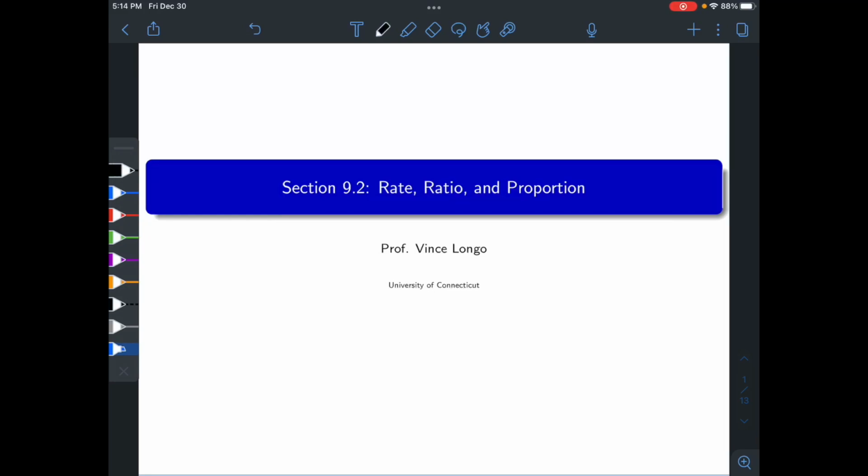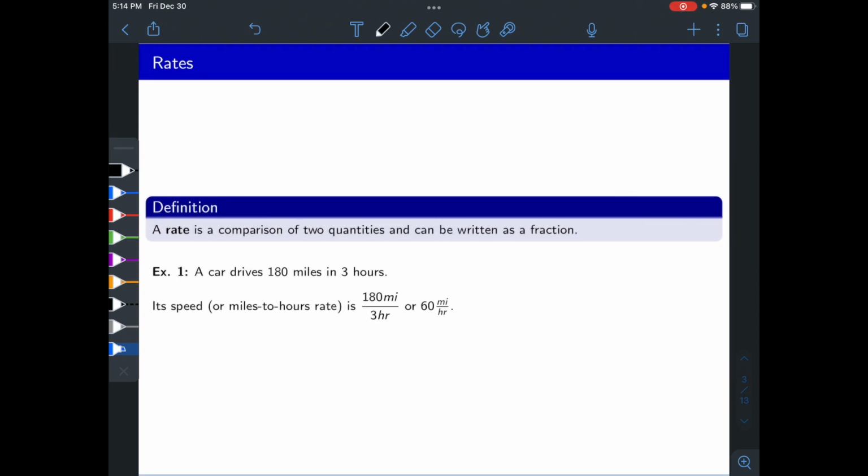In this video, we'll be discussing rate, ratio, and proportion. Really, we're just going to be discussing rate because ratio and proportion are kind of the same thing. Okay, so a rate is just a comparison of two quantities, and it can be written as a fraction.